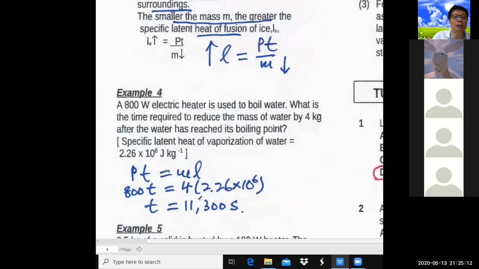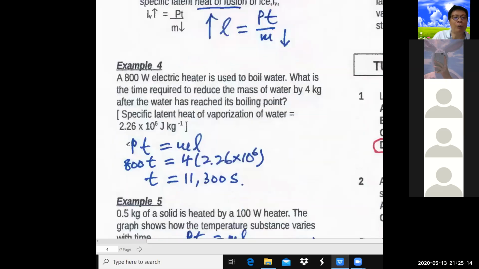Okay, now, power 800 watt. The time they ask to find. Definitely this time will be very, very long. Mass 4 kilo, latent heat of vaporization, this number is given, then you calculate, you get this number. The time is very long. Of course it's long. You want to change 4 kilograms of water to steam, to gas, of course you take a very long time, right?